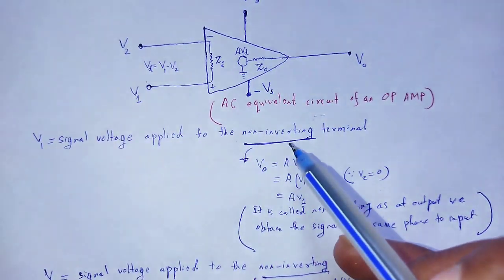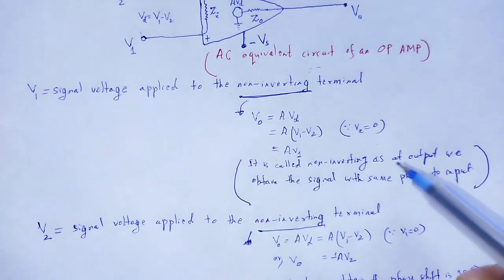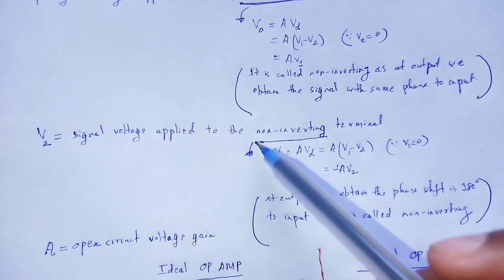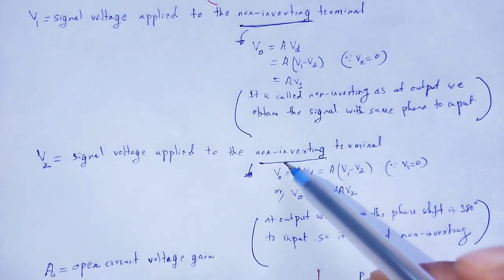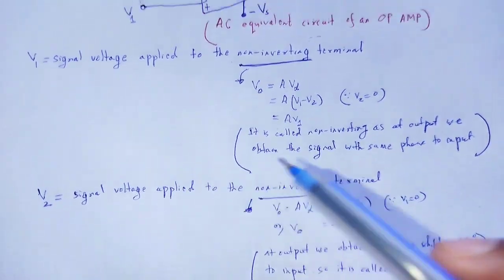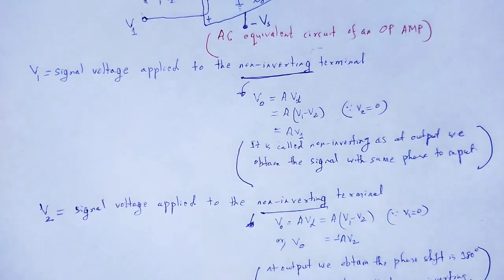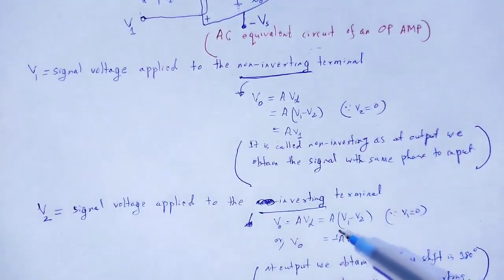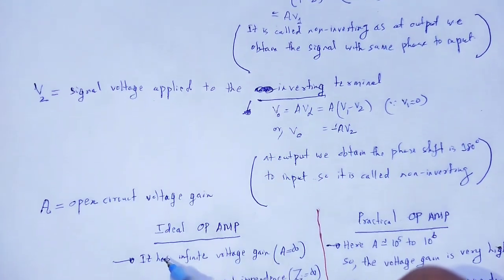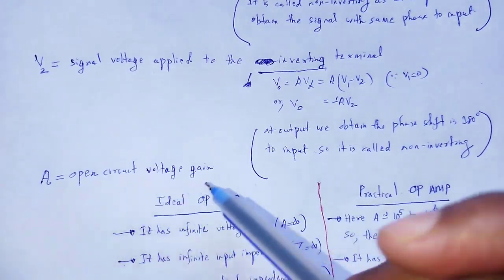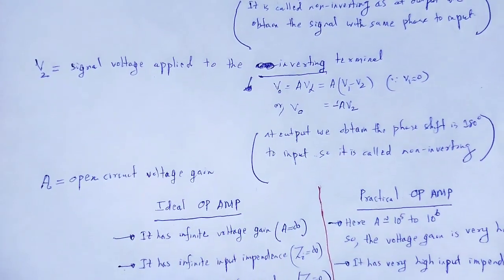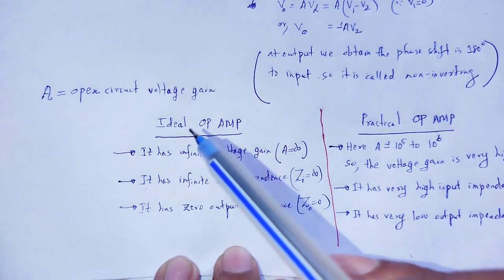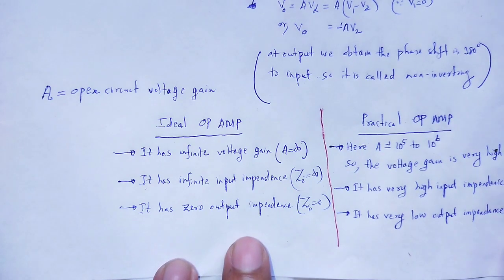The V1 terminal is called the non-inverting terminal, that is the cause. The V2 terminal is called the inverting terminal. Why? A is the open circuit voltage gain. And the characteristics of the ideal op-amp and practical op-amp.